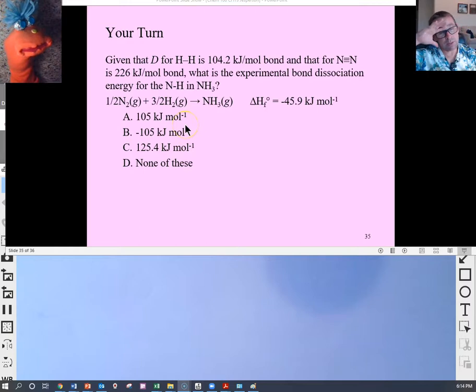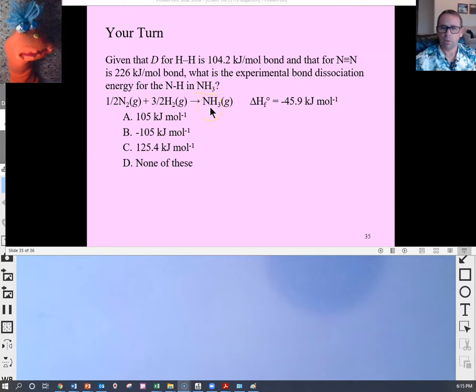So let's try this problem here. Given that D stands for dissociation energy, for the hydrogen-hydrogen bond it is 104.2 kilojoules per mole, and the nitrogen-nitrogen triple bond is 226 kilojoules per mole. What is the experimental bond dissociation energy for NH3? Well, we can take the bonds broken minus the bonds formed and know that that's going to equal, in this case, the delta H for this chemical reaction. The delta H for this reaction, which happens to be a formation reaction as it's written, is provided here. So we can know that that is going to be the answer, even though we don't know anything about the NH3 bonds, right?